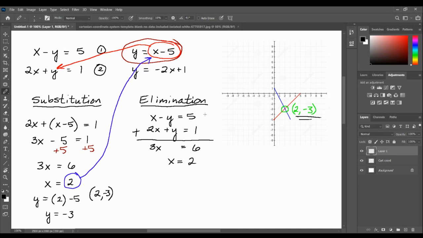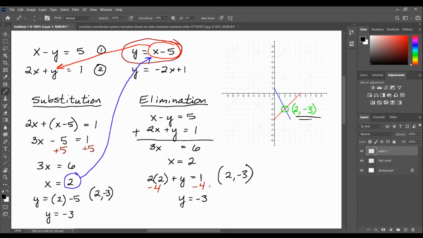And now I can plug that into either of the first two equations. Let's go ahead and plug it into the second one, just because we can. 2 times 2 plus y equals 1. Now subtracting 4 from both sides, and I get y equals negative 3. Again, the point (2, -3) is the point of intersection.